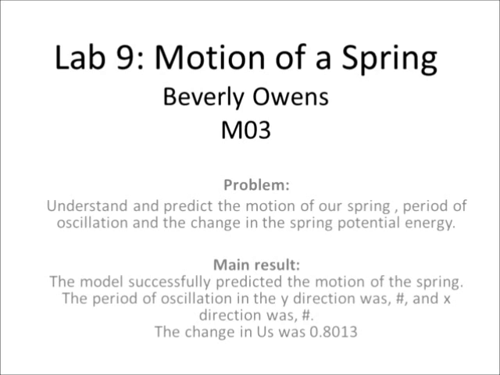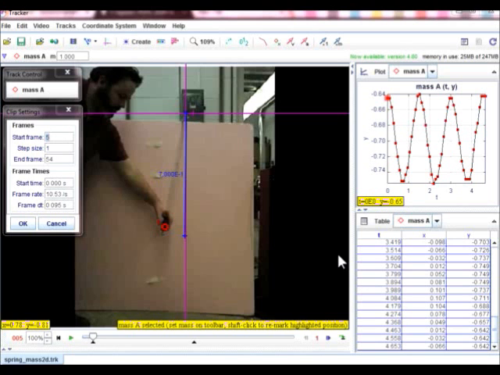Our main result from analyzing our spring Earth mass system: we found the predicted position and measured position in the y direction to be negative 0.63 and negative 0.642 meters, and for the x direction negative 0.045 and negative 0.066 meters. We determined the period of oscillation in the y direction to be 0.79 and in the x direction 1.63. We calculated the change in the spring potential energy to be 0.0023 joules using our video analysis, the momentum principle, which is Newton's second law, and the energy principle, which is the first law of thermodynamics.